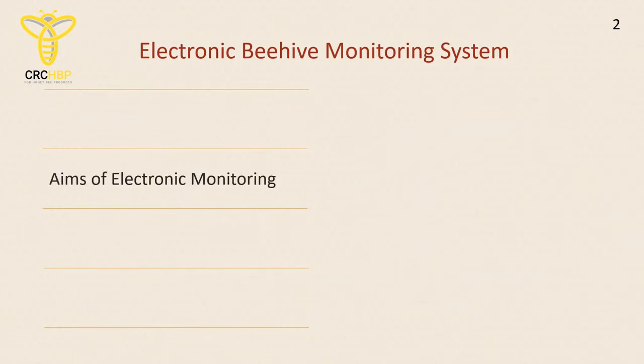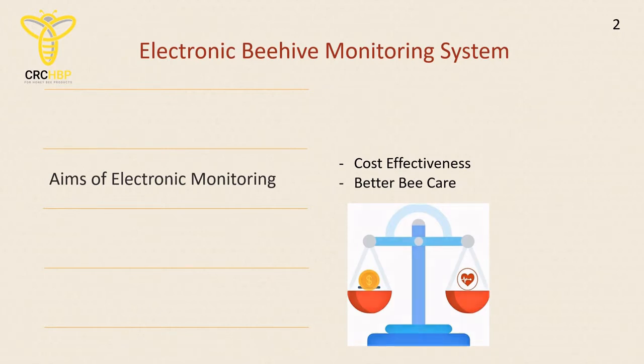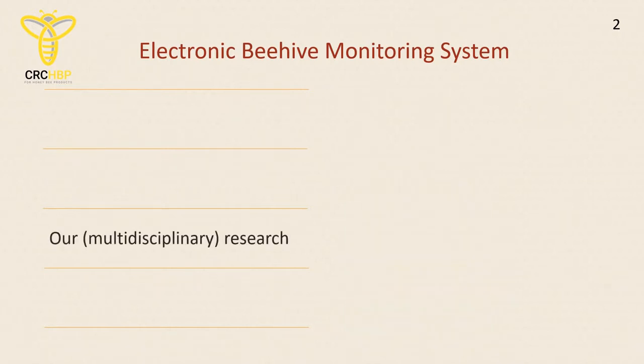There are two major aims of electronic monitoring: cost effectiveness and better bee care. And yes, they are in this order. If I make a claim that my system can improve the health of the bees by 10%, some of the beekeepers may be interested. But if I make the same claim about profit margins, every beekeeper will be interested. So, for those who are working in this area, it is very important to strike the right balance between these two. Design and development of monitoring systems is a multidisciplinary area.